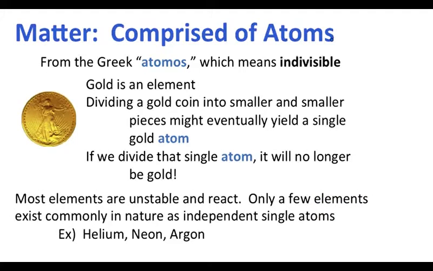Most elements are unstable and react to form molecules and compounds. There's only a few elements that are common in nature as independent single atoms, and those are called the inert gases or the noble gases. Examples of those are helium, neon, and argon.